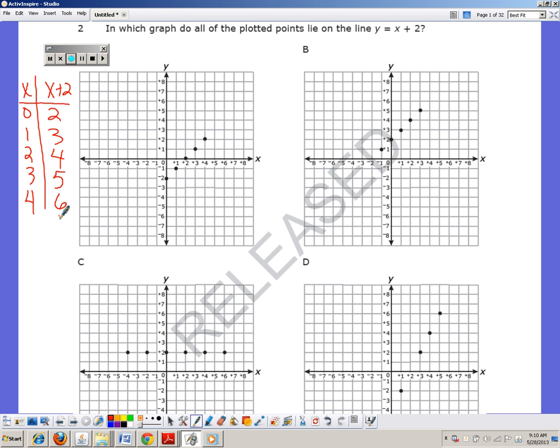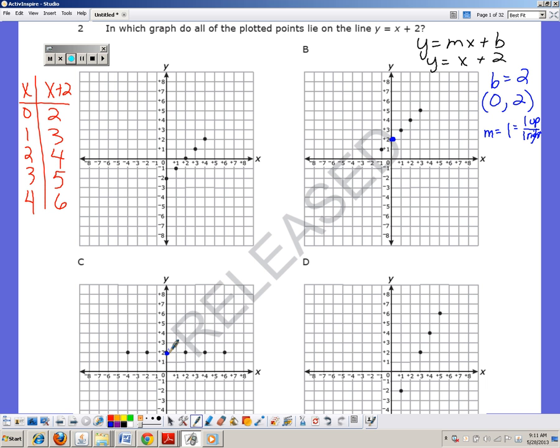Okay? The other way to do it is y equals mx plus b form. So we take our equation, y equals x plus 2. Our b is 2. So that means our y-intercept is (0, 2). Our slope, there's no number in front of x, so you assume it is 1. So that means 1 up and 1 to the right. So we start at (0, 2). The only graphs that have (0, 2) are B and C.